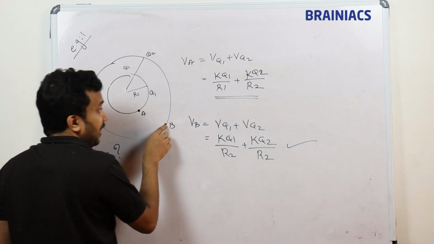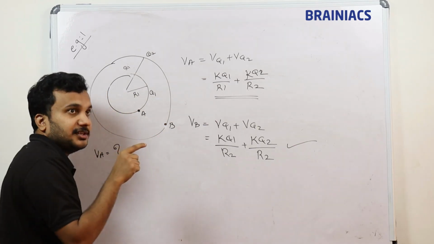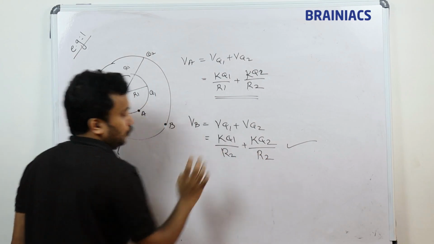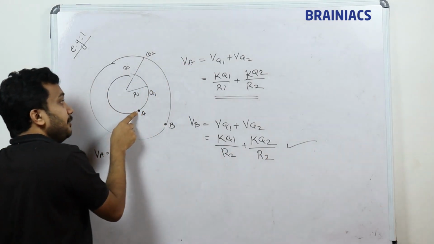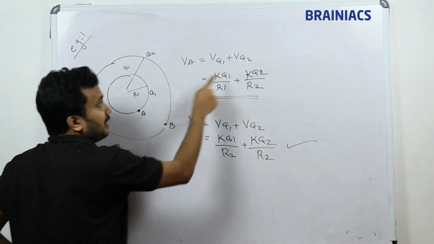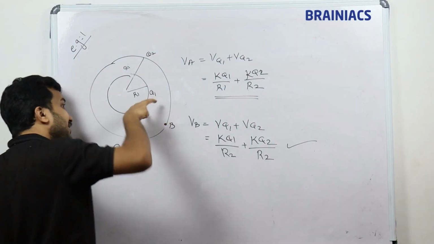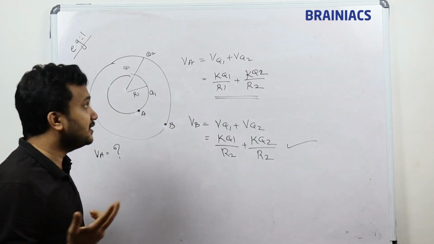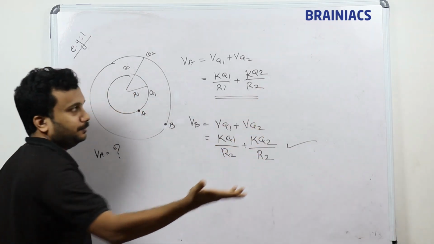And at point B, because of q2, the point is on the surface. So what is the potential at the surface? kq divided by capital R. What is capital R here? R2. But if you are finding potential at A, then for sphere q1 it is at the surface, so kq by capital R, where capital R is R1. And for the second sphere, point A is an inside point. Inside point, what is the potential? Again kq divided by its radius, capital R, which is R2.